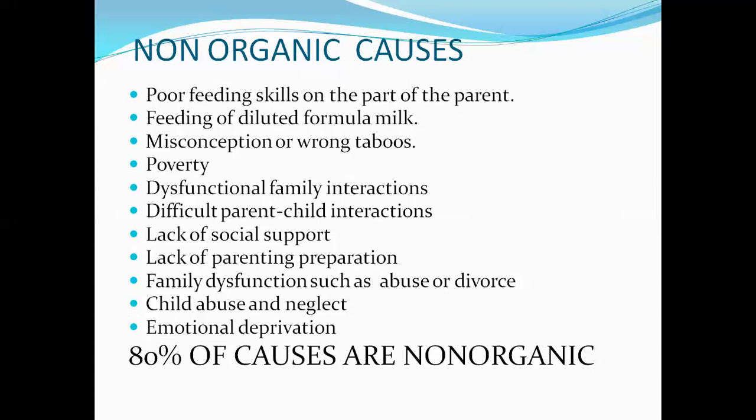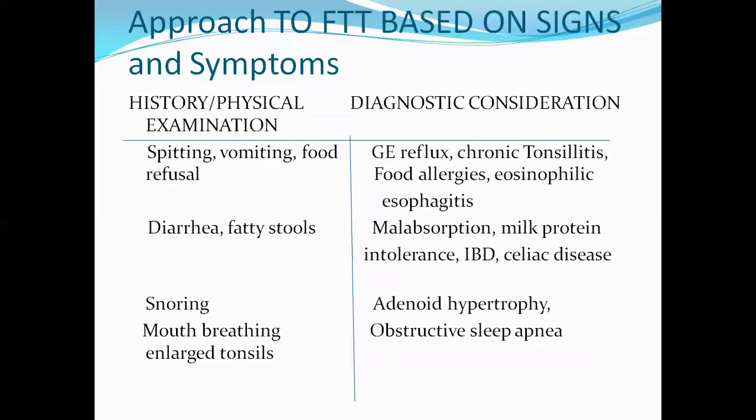Then child abuse and neglect. Female babies are more prone to this abuse and neglect. And then emotional deprivation. So these are important. Then how to approach failure to thrive based on sign and symptom. Certain signs and symptoms will give us a clue about the diagnosis.